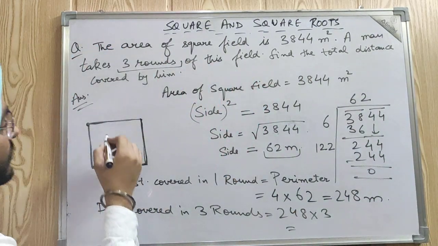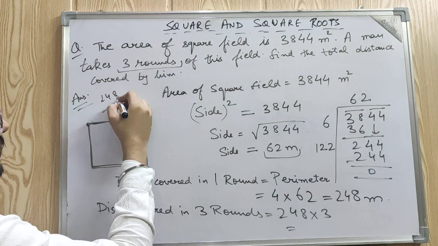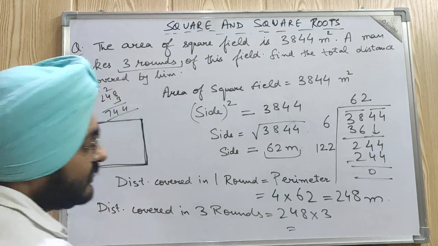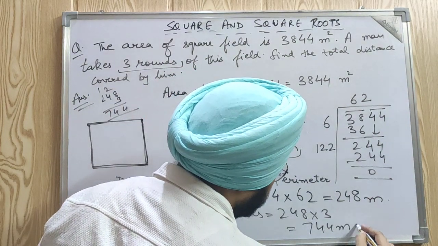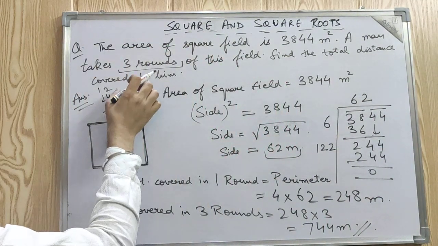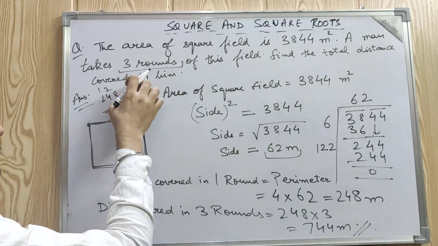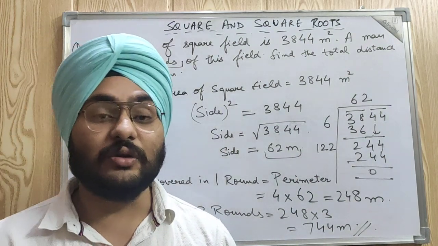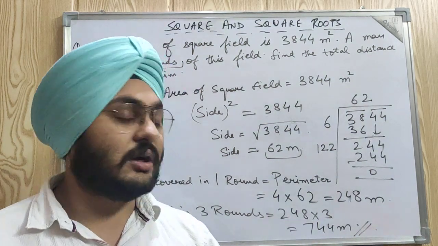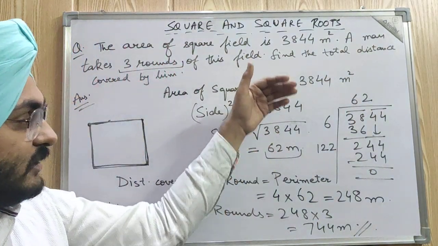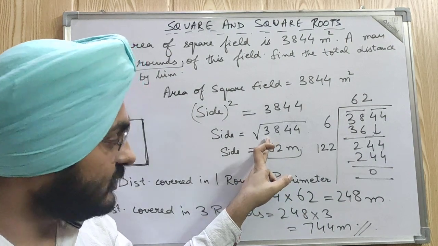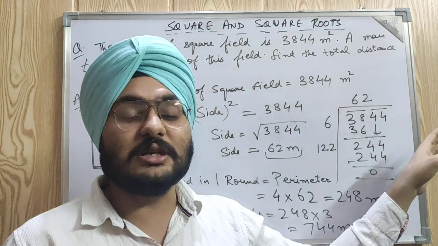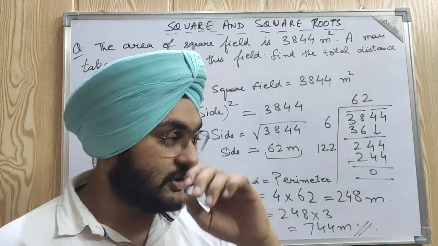So on multiplying by 3, what will we get here? 3 into 8, 24. 3 into 4, 12 plus 2, 14. 3 into 2, 6 and 7. So we will be getting the distance covered in 3 rounds as 744 meters. So in my opinion, this will be clear to you. In this case, you can find it by using prime factorization as well, but I have used the long division since we are going for long division here.